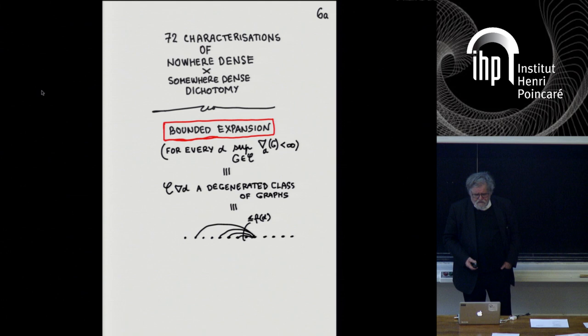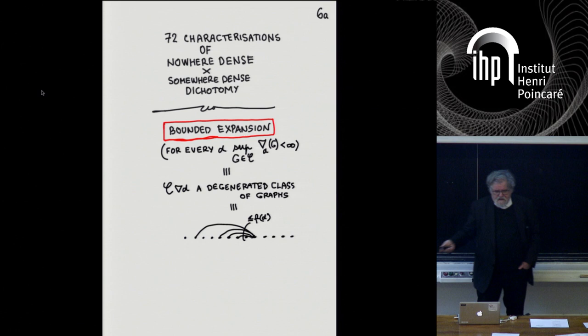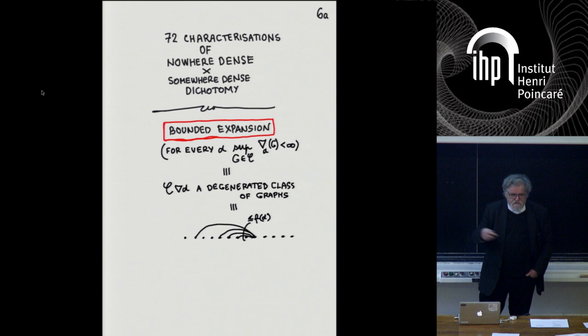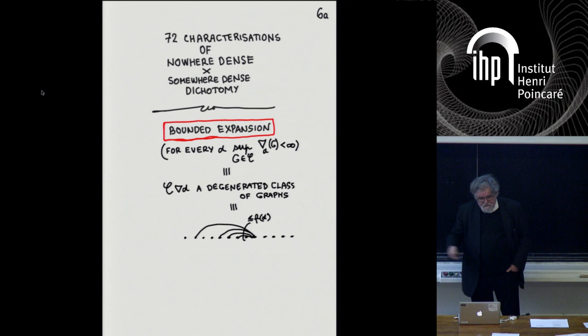So a bounded expansion class is one where, for every depth, you know that the class of graphs is degenerate, so it means it can be ordered in such a way that the number of edges to the left is bounded by some fixed number. It may grow arbitrarily, but it's a function f(d). For example, for cubic graphs, it grows exponentially.